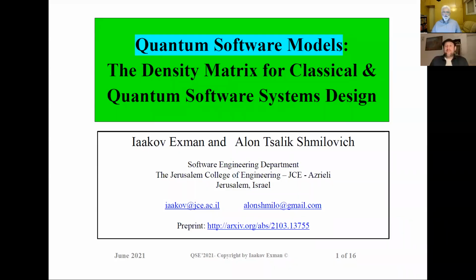Hello. We are going to present a paper accepted for the quantum software engineering workshop, entitled "Quantum Software Models, the Density Matrix for Classical and Quantum Software Systems Design" by Yaakov Exman and Alon Tsalik-Shmilovich.